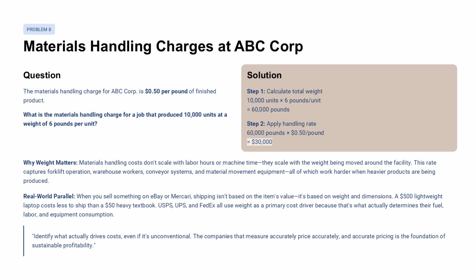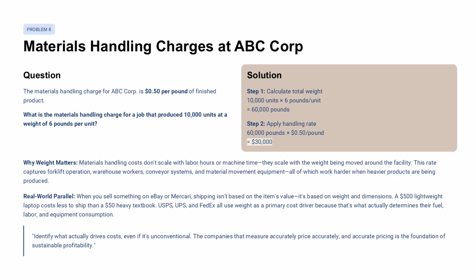Every time a forklift moves materials, it burns fuel, uses operator time, and wears out equipment in proportion to weight moved. A 60,000-pound total movement job truly does cost more to handle than a 10,000-pound job.